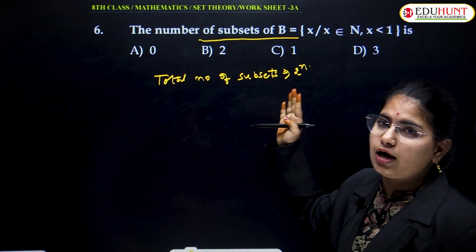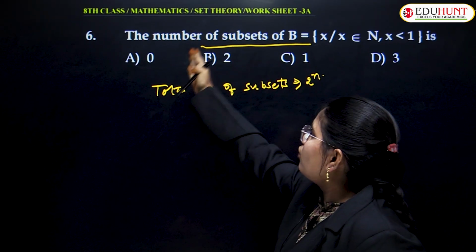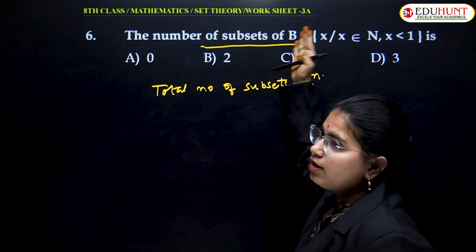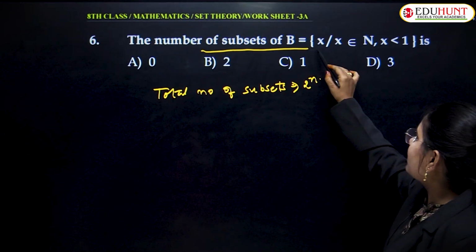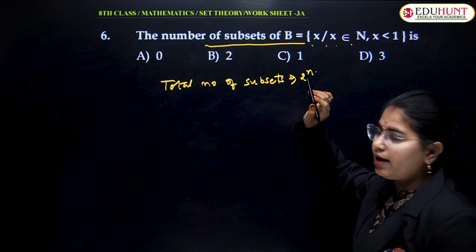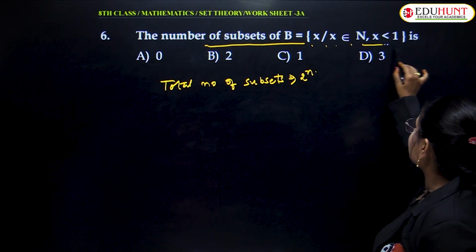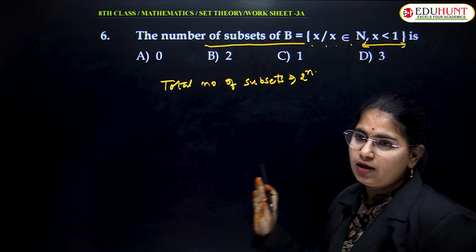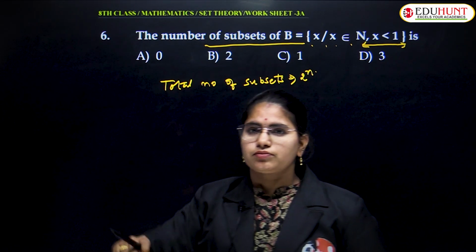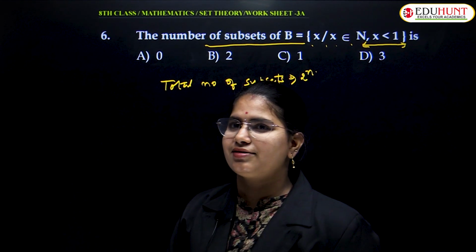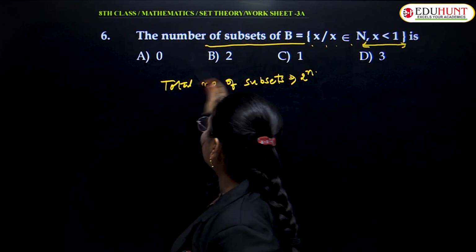So let us solve this question. What is the given question here? The number of subsets of B, where B is the set of x such that x belongs to the set of natural numbers N, and also what is the other condition that was included here? x less than 1. Correct. This was the given question.